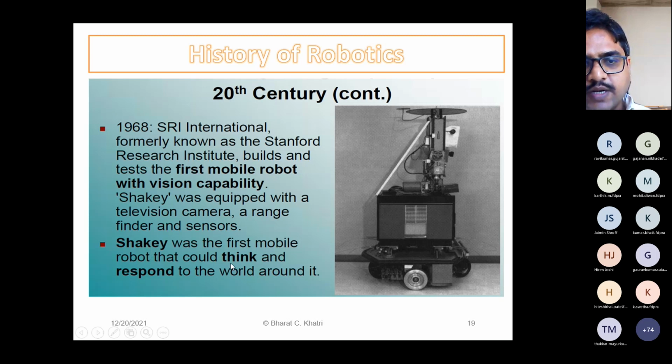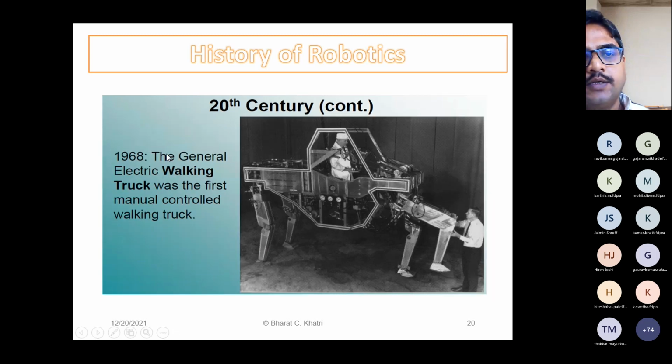Shakey was the first mobile robot that could think and respond to the world around it. So in 1968, they developed this Shakey robot. That is an interactive one, so it can think and respond also. In 1968, General Electric made a walking truck. Here you can see the walking truck. The two human operators are there. That was the first manually controlled walking truck.